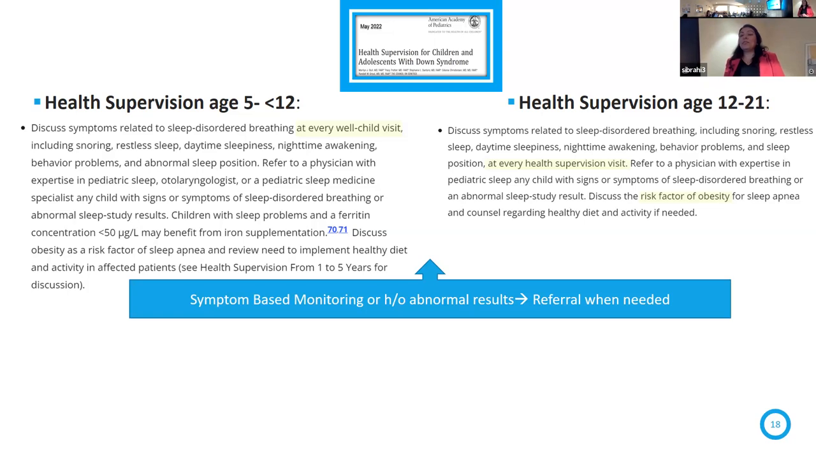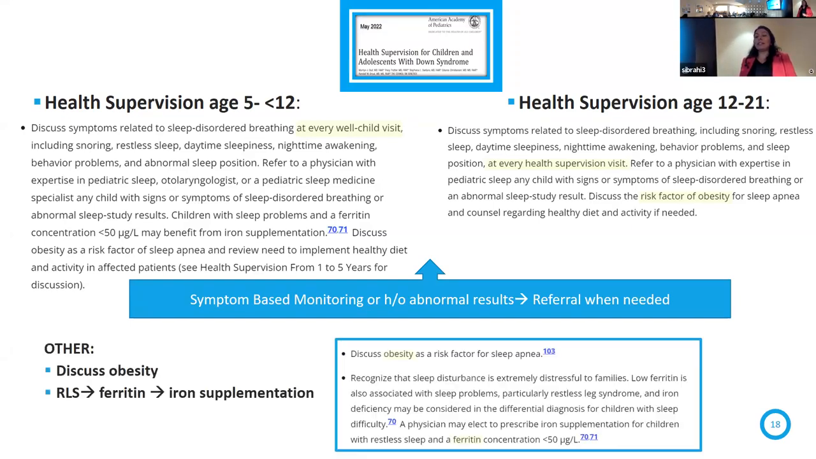At the health supervision, 5 to less than 12 and 12 to 21, and by the way, pediatric maybe falls in that under 21 blanket, so there is some overlap there. But now there's no more PSG testing, right? So it's more symptom-based, history of abnormal, then referral when needed. This is where I think some gaps are, and some data will show us whether or not we need it, when we need to repeat some testing.